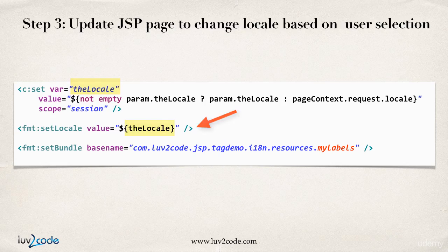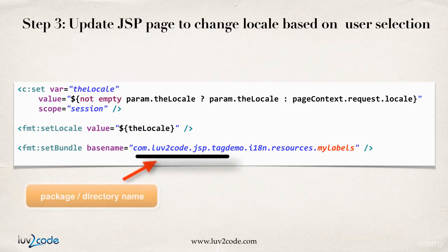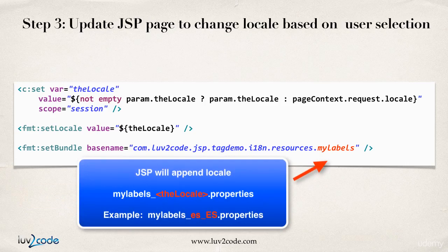And then finally, we tell the JSP page which resource bundle to use. So here we say set bundle, we give the base name. So that means the base name of the file, and then JSP will append the appropriate locale and load the appropriate properties files that you can use in this page. And that's all handled here. So that's the little magic there as far as reading that properties file based on the appropriate locale that the user selected. All right, good stuff so far.